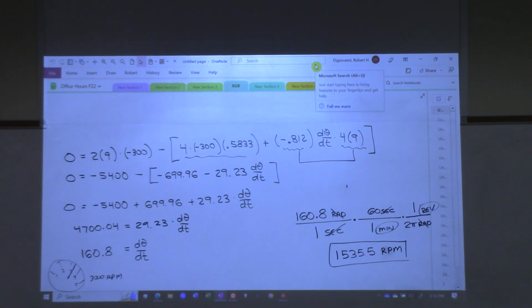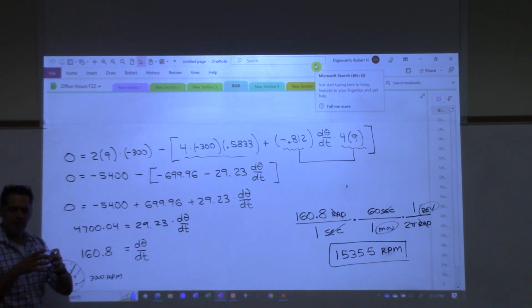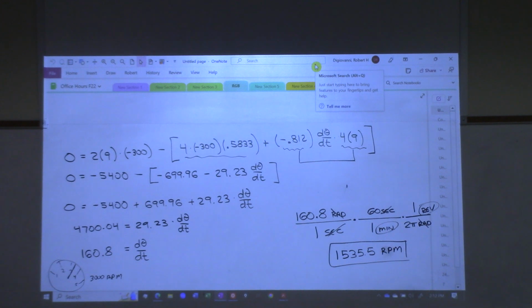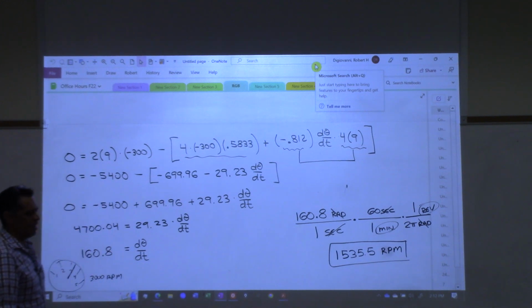Not very fast. I do some woodworking and stuff, and I have a router, right? That router spins at 16,000 RPM, 16,000 revolutions per minute. You're a carpenter. I wouldn't say carpenter.